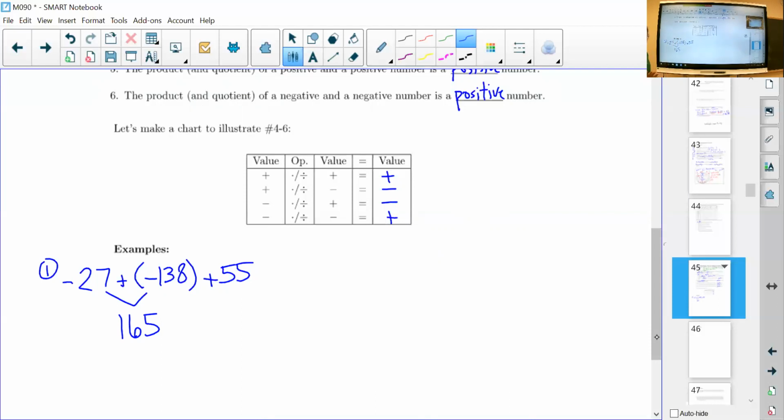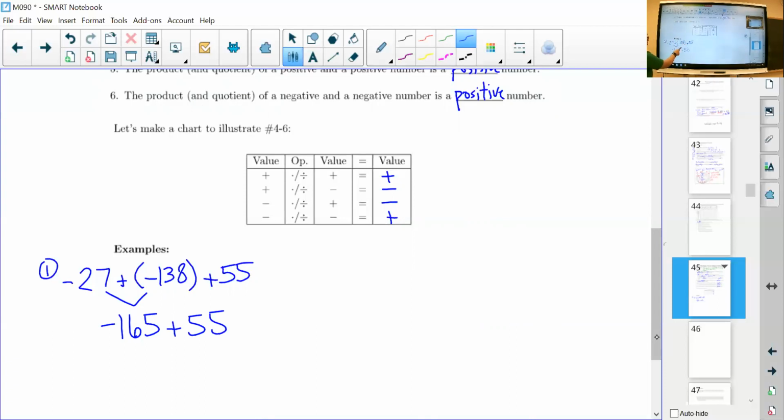Now you might say, wait, two negatives make a positive. They do if they're multiplied or divided, but when we add them, you're basically saying, I'm $27 in debt and you're $138 in debt. Let's pool our money. Wait, now we're even further in debt. It doesn't mean that we suddenly have some money, sadly enough. Okay, so we bring down the plus 55.